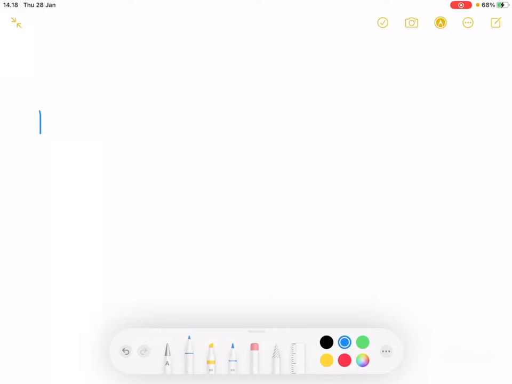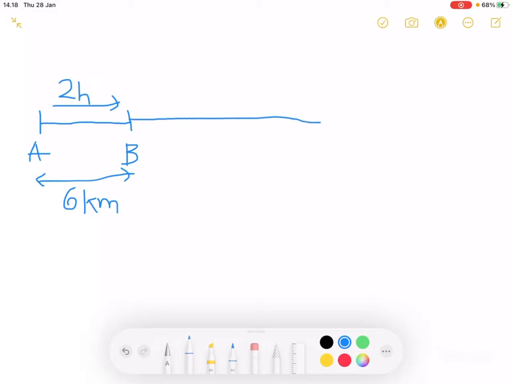So let's say a car travels from, I'll just call this point A, to point B. The distance between point A and point B is 6 kilometers, and it travels this distance in 2 hours. And then the car travels to point C, and this distance is 18 kilometers, and it travels this distance in 3 hours. What's the average speed for the total journey?